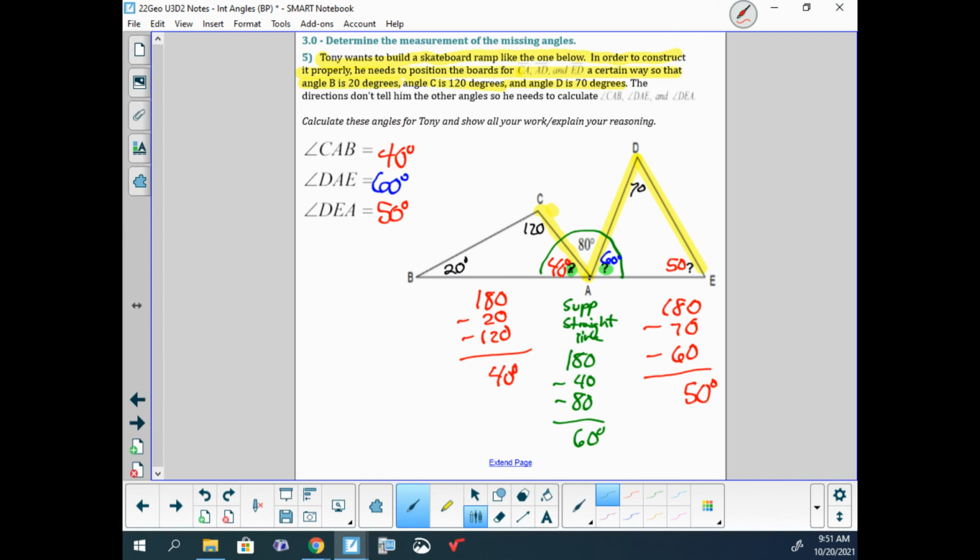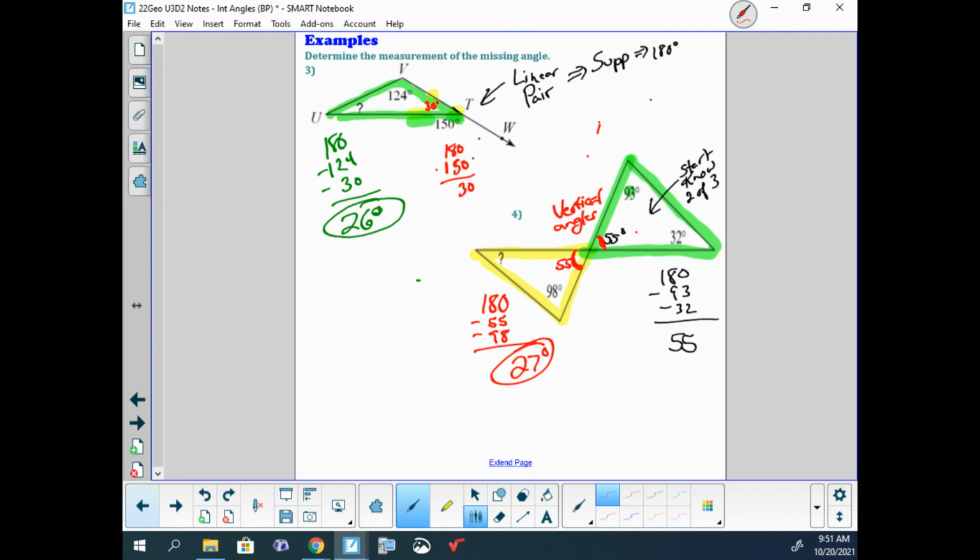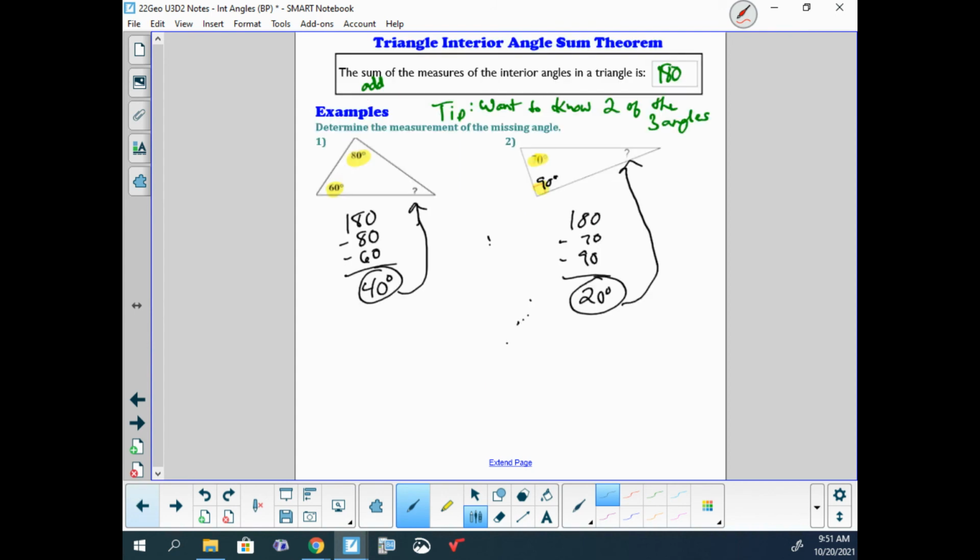And that is all for lesson 2. The interior angles of a triangle add up to 180 degrees.